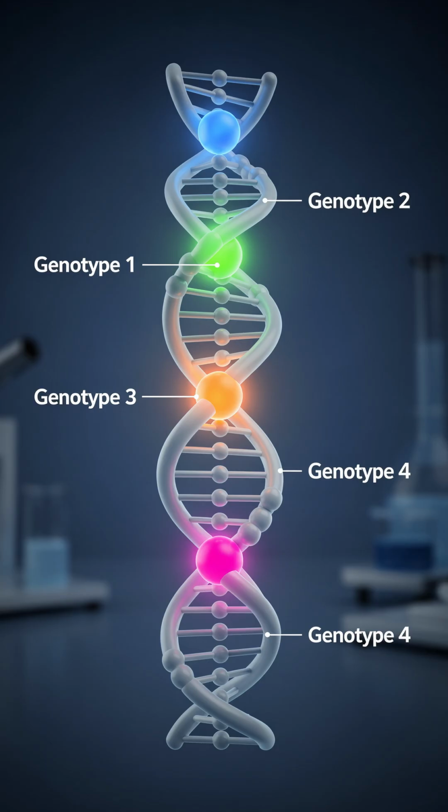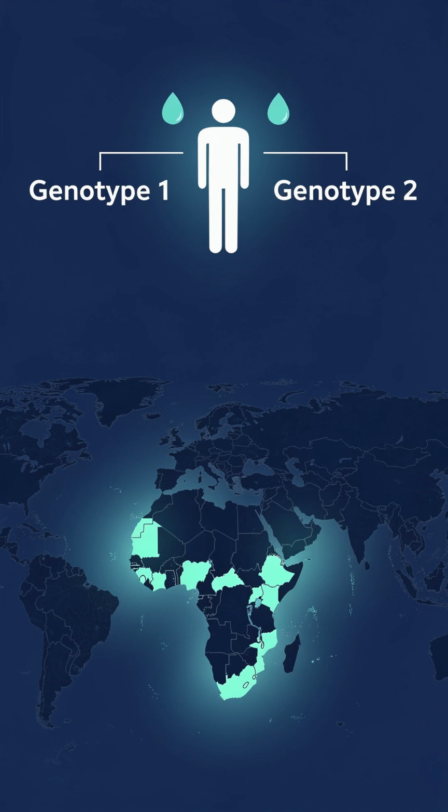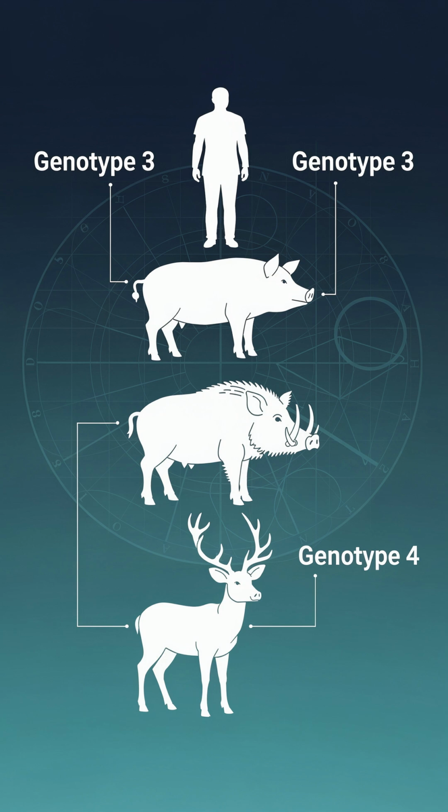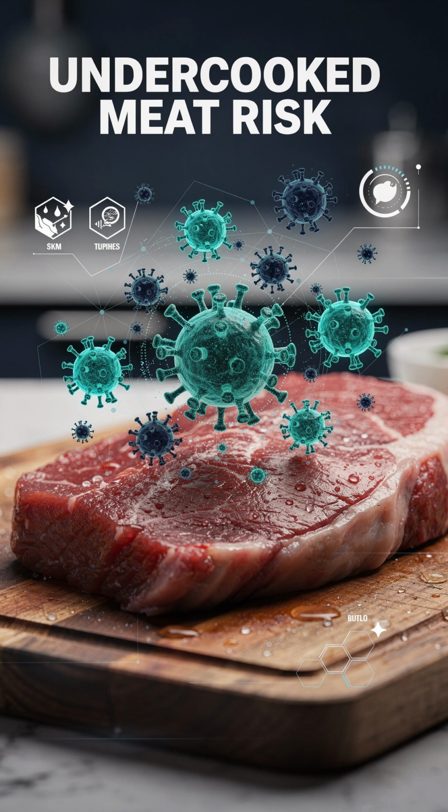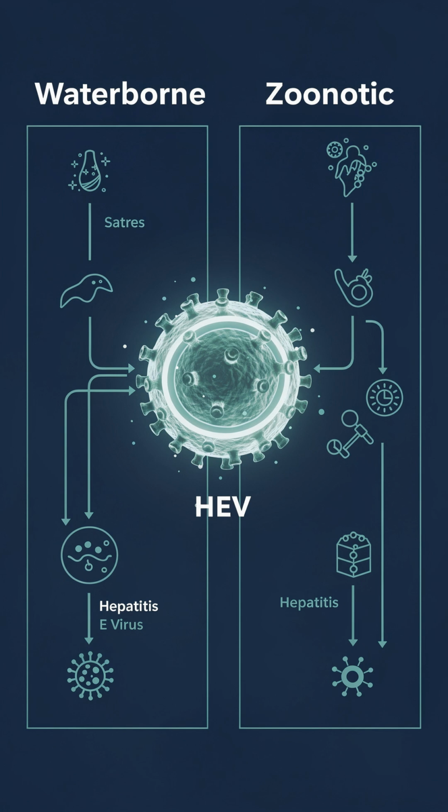Scientists have identified several major HEV genotypes. Genotypes 1 and 2 primarily infect humans and are commonly associated with waterborne outbreaks in developing regions. Genotypes 3 and 4 can infect both humans and animals, particularly pigs, wild boar, and deer. These genotypes are often associated with zoonotic transmission through consumption of undercooked meat products. As a result, hepatitis E represents both a waterborne disease and a zoonotic disease depending on the viral genotype involved.